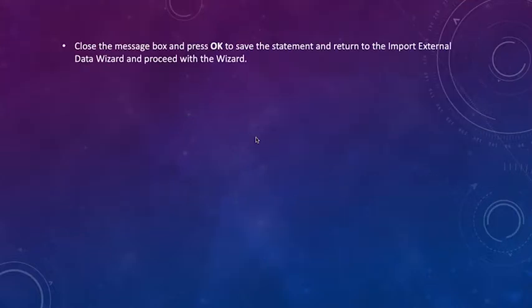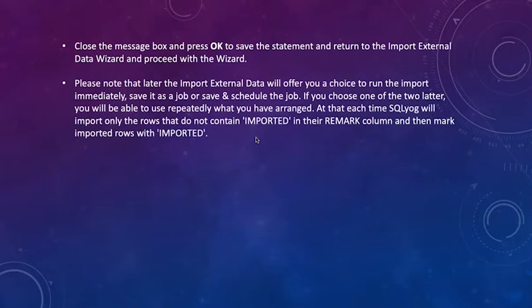You can close the message box, press OK, save the statement, and return to import external data wizard and proceed with the wizard. Now, please note that this will also offer you a choice to run the import immediately or use the Windows scheduler to save and schedule the job. If you choose to schedule the job, then you'll be able to use it repeatedly with whatever schedule you have arranged. At each time, SQL Yog will import only the rows that do not contain imported in the remark column, and then mark imported rows with imported.